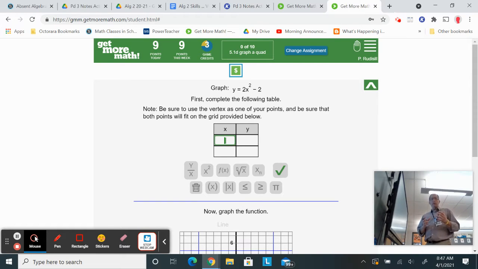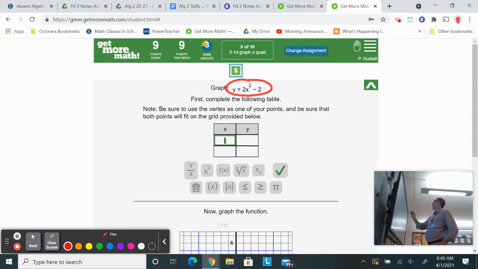Hello, in this video I want to show you how to graph a quadratic function with GMM in this specific skill. So let's take a look, focus on the quadratic equation that's here. Notice there's ax squared plus bx plus c. The a is the 2, the b, there is no x term, so the b is a 0, and the constant is a negative 2.